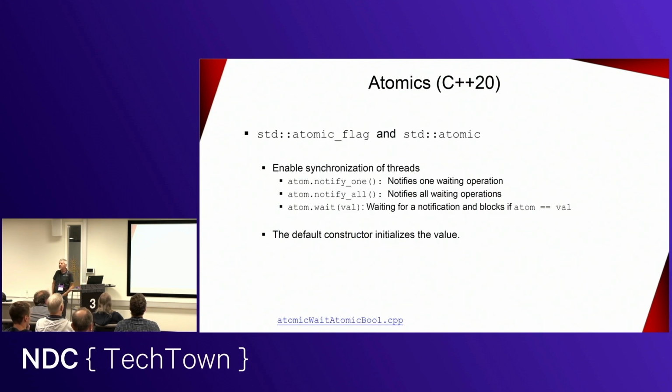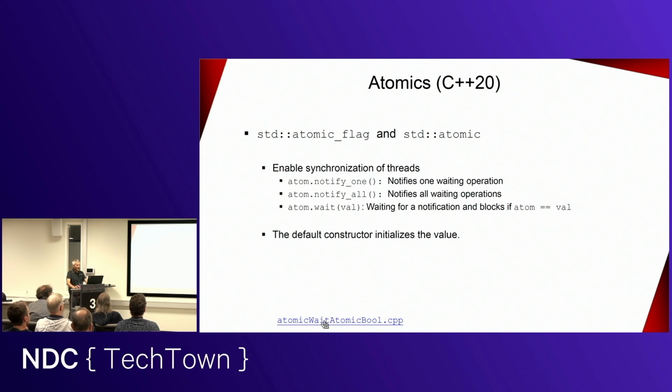And now what we get with C++20 additionally: on atomic and atomic_flag you can notify. You can wait on it, and you can notify one or all, similar to condition variables. And this wait works a little bit special. This wait blocks if the value of the atomic is equal to the value of val. Keep this in mind, because I will show it to you now. So it blocks if val is equal to the atomic, and if not, it of course doesn't block.